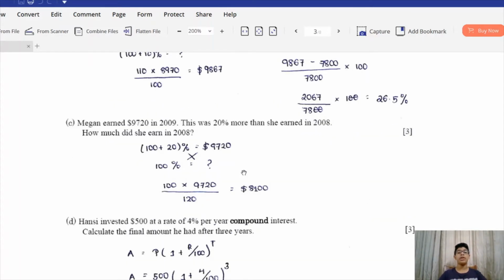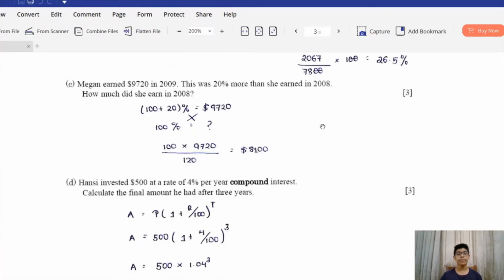Part C. Megan earned $9,720 in 2009. This was 20% more than she earned in 2008. How much did she earn in 2008? So again we're going to keep our data clear. So 100% plus 20%, 120%, is $9,720. So what's 100%? So we're going to cross multiply. We're going to take 100 times 9,720 over 120. And the amount she earned in 2008 is $8,100.